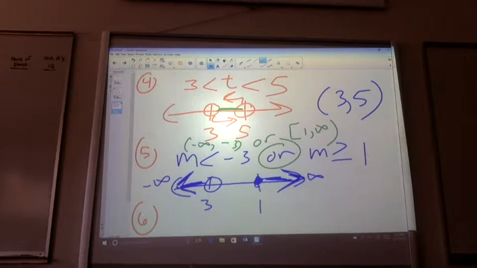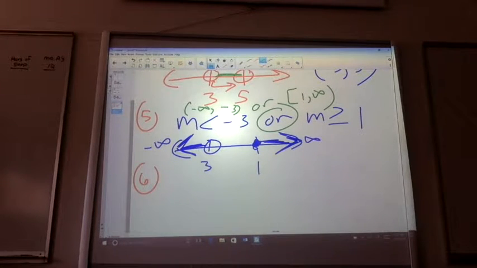Okay, problem number 6. A number S that is at least negative 2 or less than negative 6. So number S that is at least, help me out. Is it included or no? Raise your hand if include. Raise your hand if you don't include it. I think you're right.